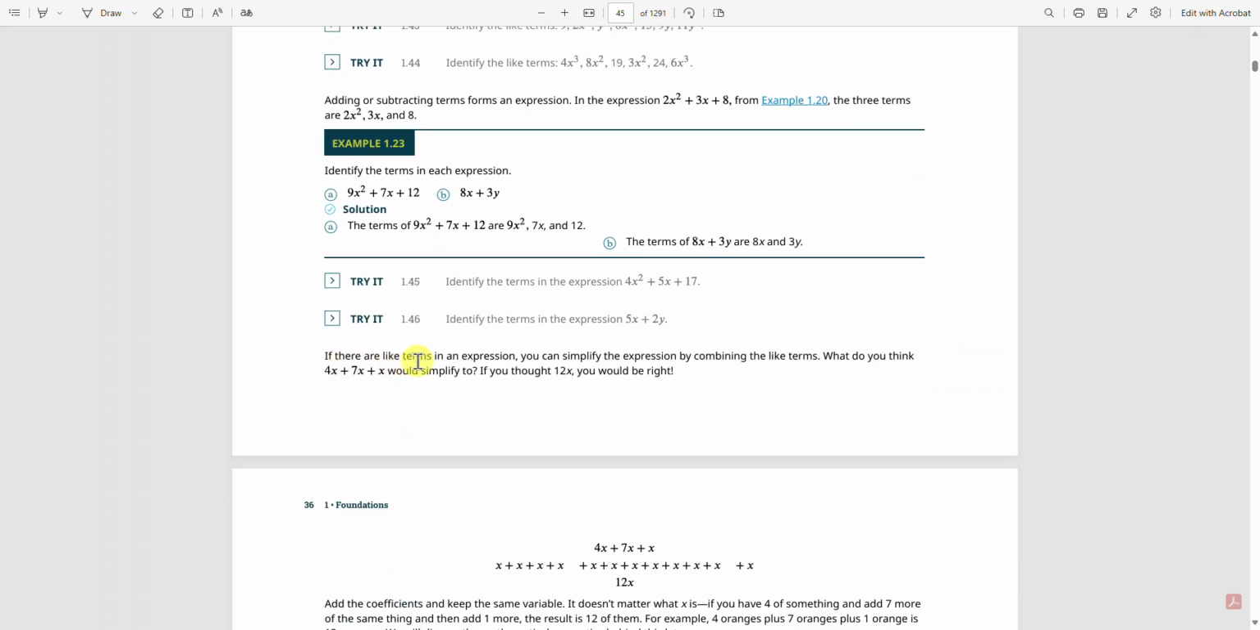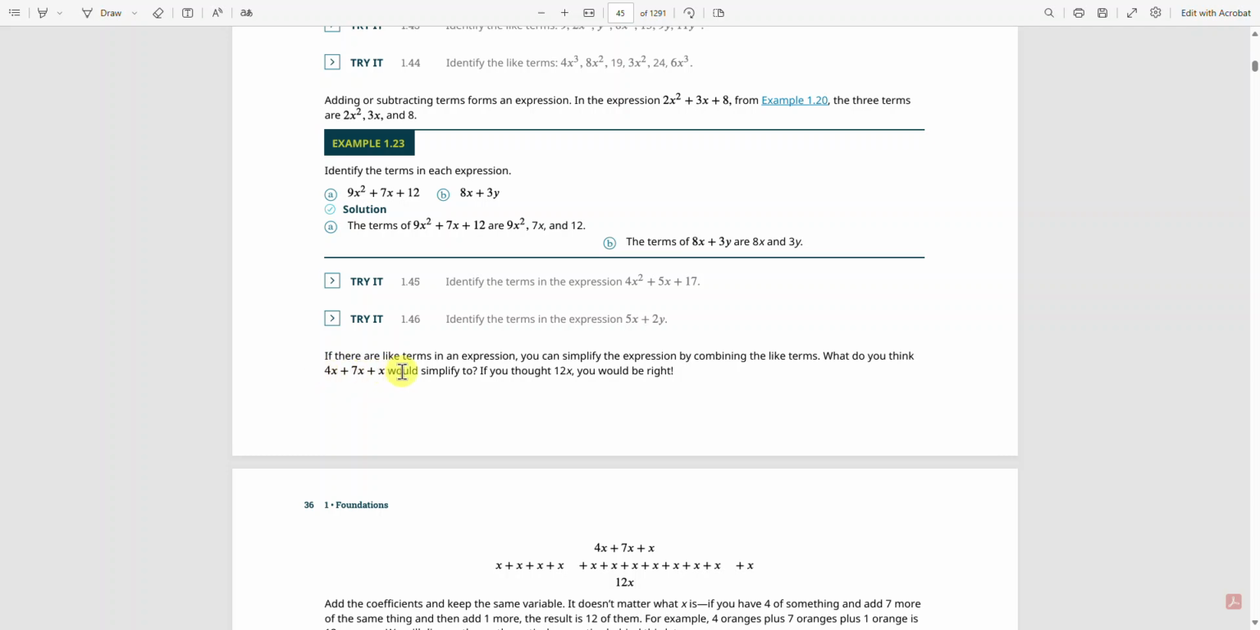If there are like terms in an expression, you can simplify the expression by combining the like terms. So we just learned about like terms, and we're told now that when we're simplifying expressions, if there are like terms in an expression, we can simplify the expression by combining the like terms. So let's look at an example. 4x plus 7x plus x.